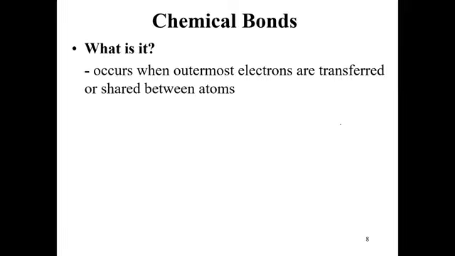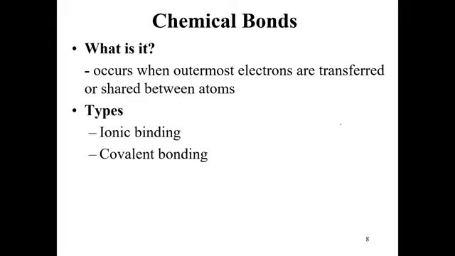Next, we have chemical bonds. What are the different types of chemical bonds? A chemical bond occurs when the outermost electrons are transferred or shared between atoms. If there is a movement of electrons between atoms, a chemical bond will form. We have two main types: ionic and covalent bonding.